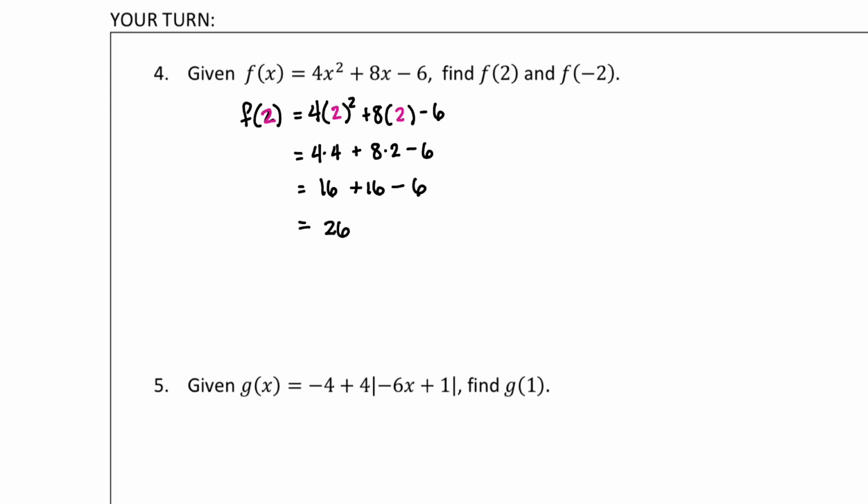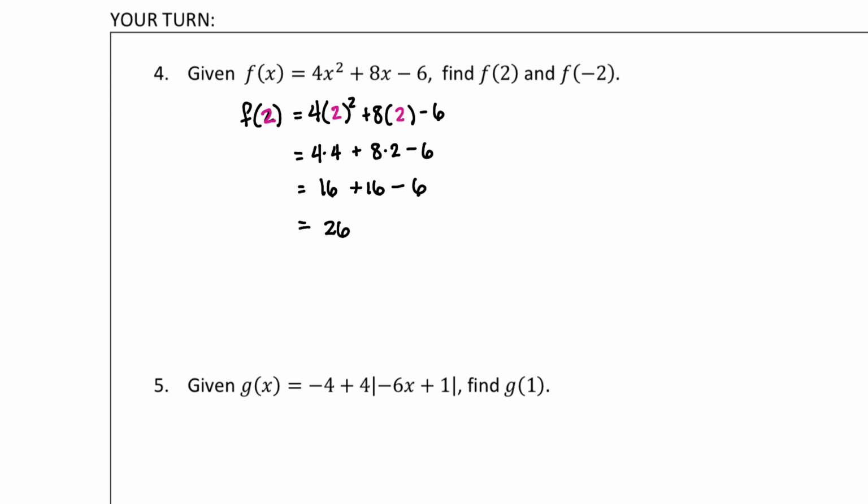Okay, so what you basically just found, 2 is your input, 26 is your output. So you found the point (2, 26) on a graph. That's not what they're asking you for, though. They're asking you to find f of 2. We already did that. F of 2 is 26.